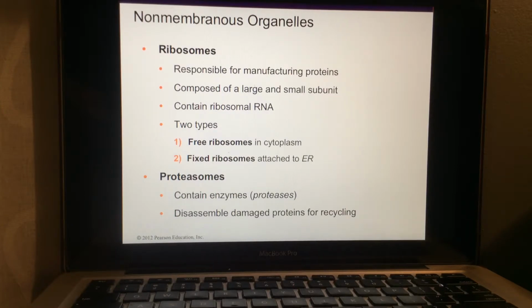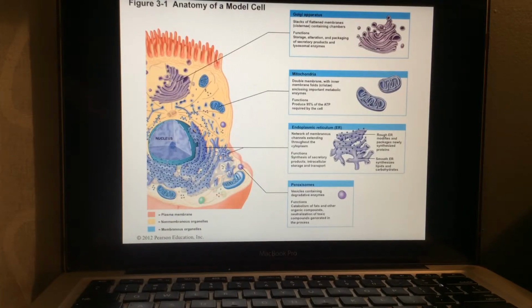They are composed of a large and small subunit which have ribosomal RNA that joins with mRNA, or messenger RNA, to create protein synthesis. And we're going to talk about this in detail in just a little bit. And we talked about the proteasomes that basically help disassemble damaged proteins for recycling.